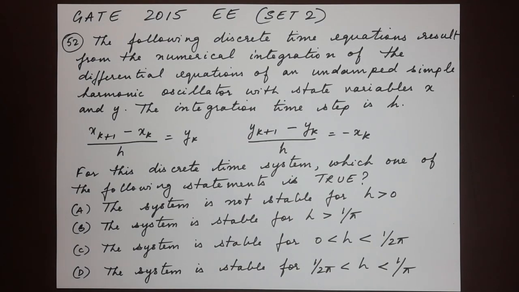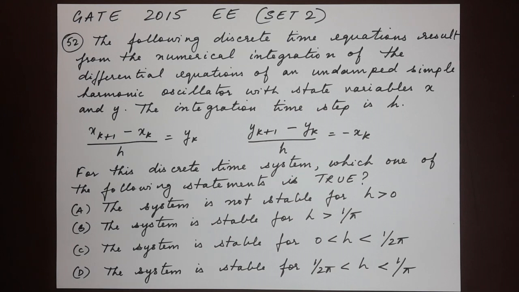Here's the next question, number 52. The following discrete time equations result from the numerical integration of the differential equations of an undamped simple harmonic oscillator with state variables x and y. The integration time step is h.